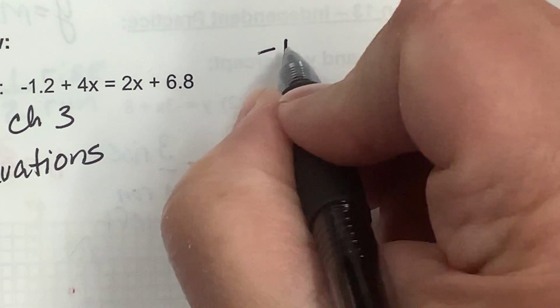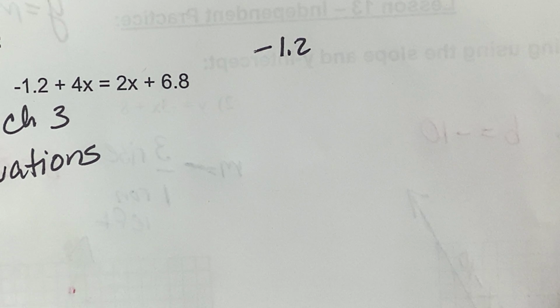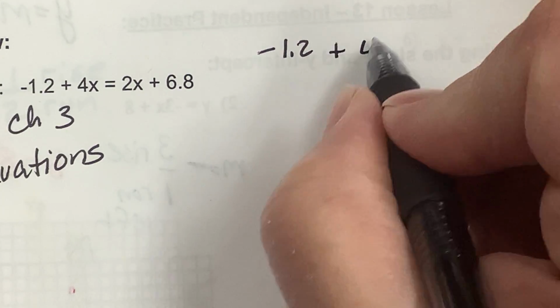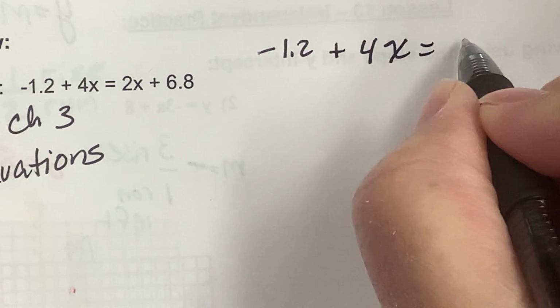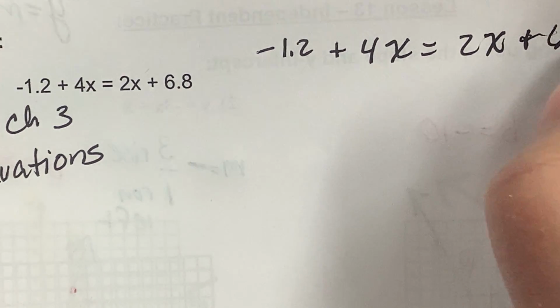So negative 1 2/10, and yes, please try to say it correctly. I mean, I know 1.2 is easier, but it's easier in the long run to know that 0.2 is 2/10 of a number. It's like 2 dimes out of a dollar. You have to learn some of this stuff. All right, plus 4x equals 2x plus 6 8/10.